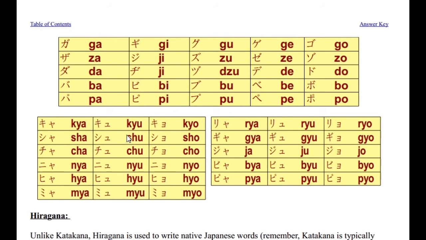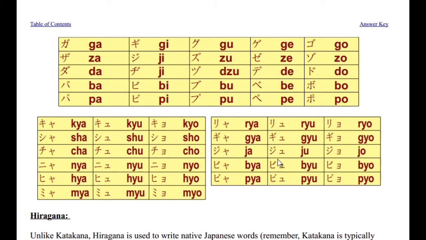So we can practice really quickly. We have kya, kyu, kyo. Rya, ryu, ryo. Sha, shu, sho. Gya, gyu, gyo. Cha, chu, cho. Ja, ju, jo. Nya, nyu, nyo. Bya, byu, byo. Hya, hyu, hyo. Pya, pyu, pyo. Mya, myu, myo.